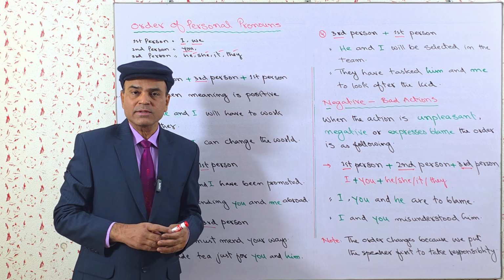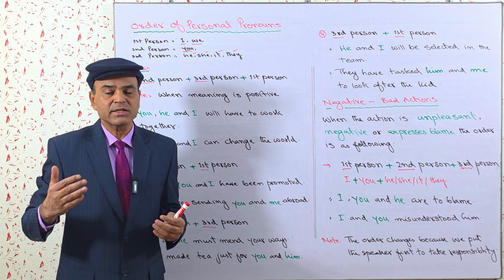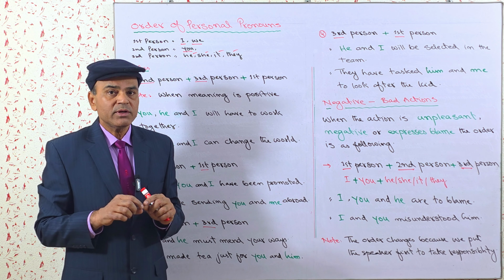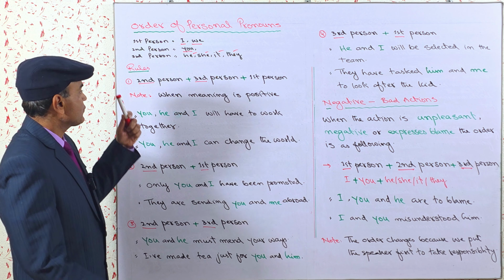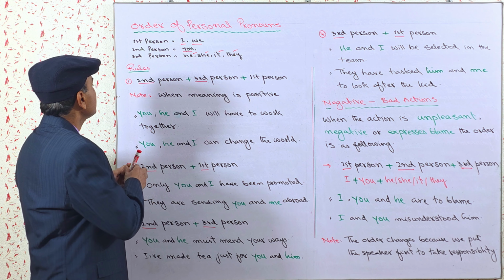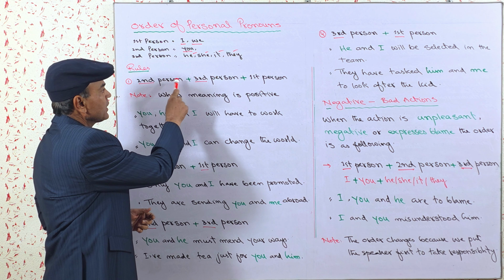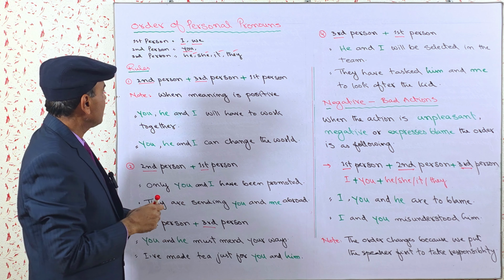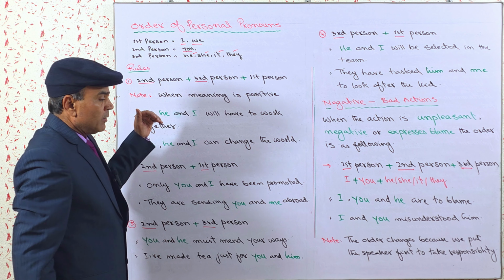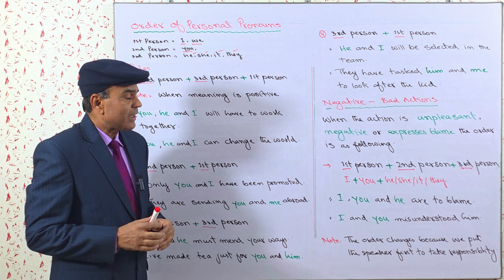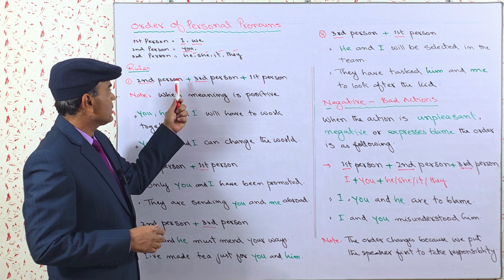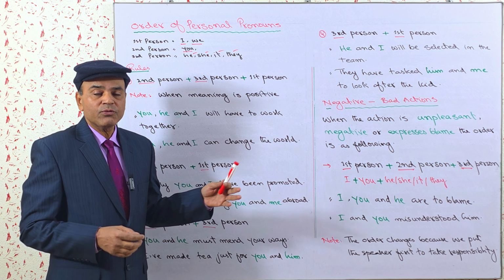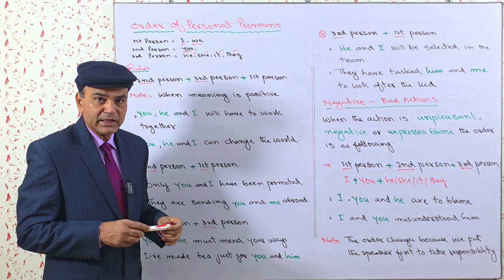In a single sentence, if you have to use first person, second person, and third person, what will be their order? What will be their placement? That is my first rule. In that case, you will use the second person first, third person later, and first person in the last. But before doing that, keep this in your mind: this order will be implemented when the sense of your sentence is positive.